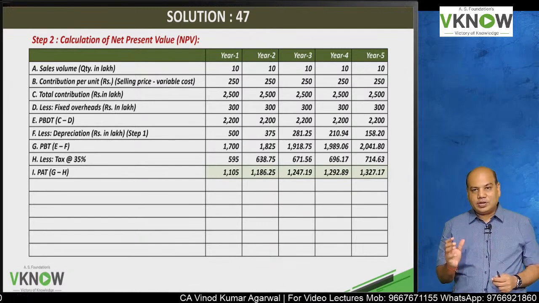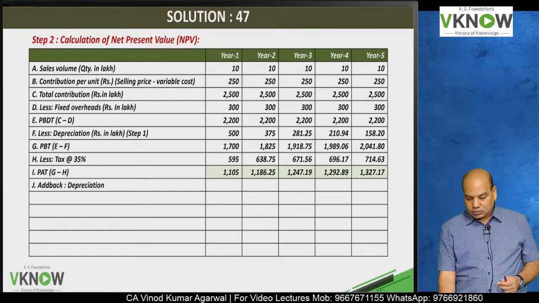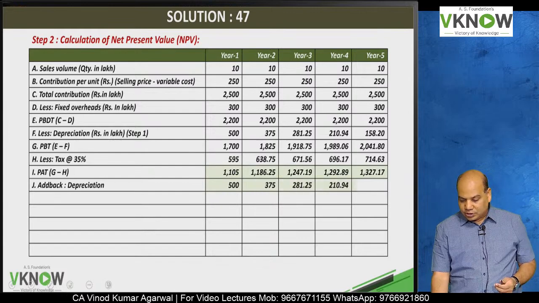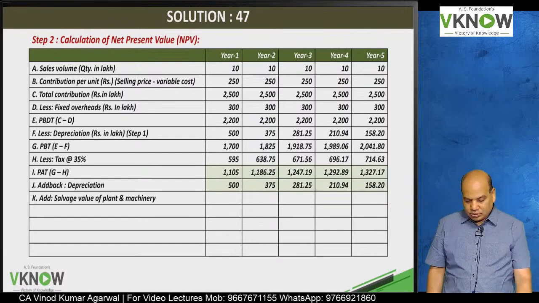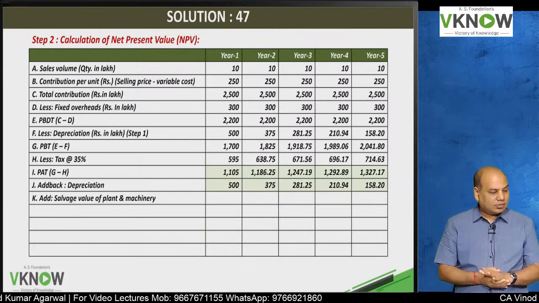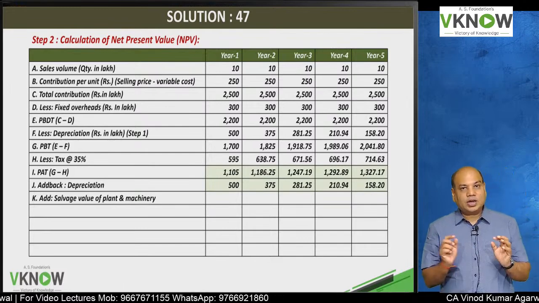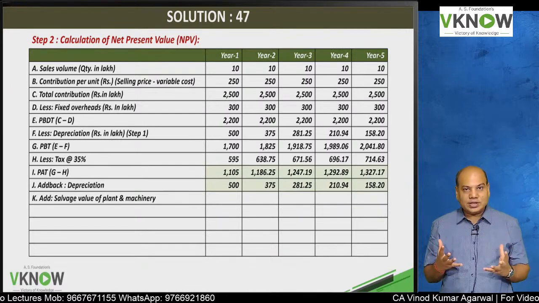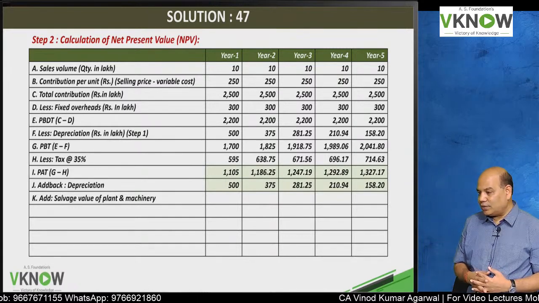Okay, it is like solving 3 easy questions of intermediate. Add back depreciation. So this is your depreciation. So PAT plus depreciation will give you CFAT, plus add back salvage value of plant and machinery. In the first paragraph, second line, salvage value is given. In which year you are going to write salvage value? 1, 2, 3, 4 or 5? Answer please.